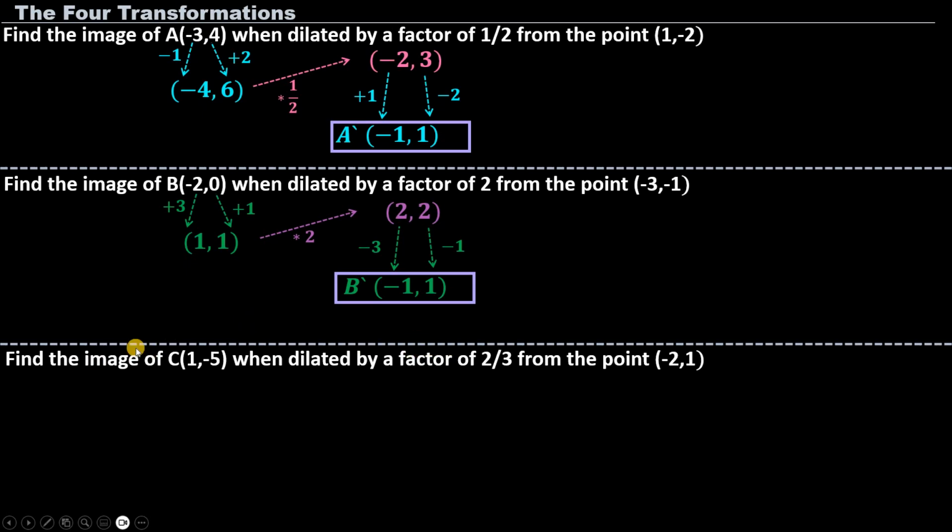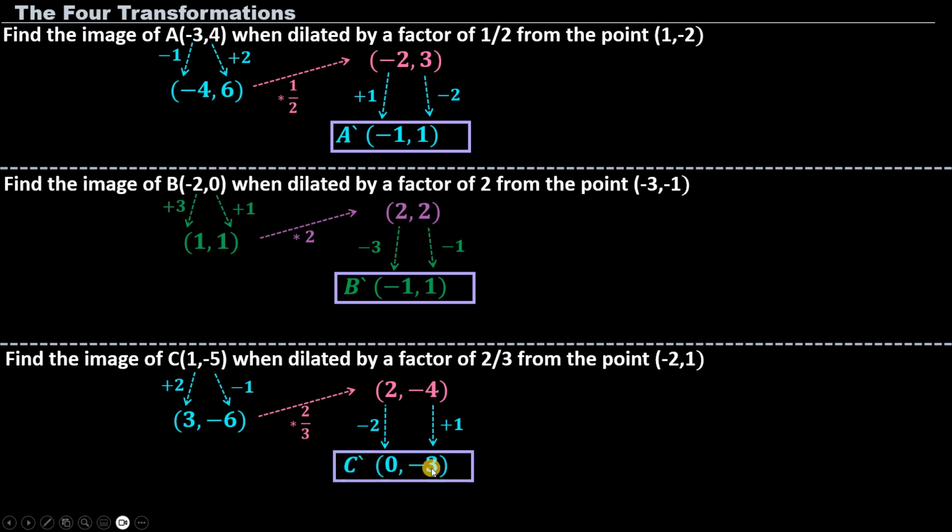And lastly, image of C (1, -5), when dilated by a factor of 2/3. So this is also a reduction, 2/3, from the point (-2, 1). So we're going to undo it. It gives us +2, -1, so (3, -6). Multiply it by that 2/3, giving us (2, -4). And then reintroducing -2, +1 back into it. So final answer of C' being (0, -3).